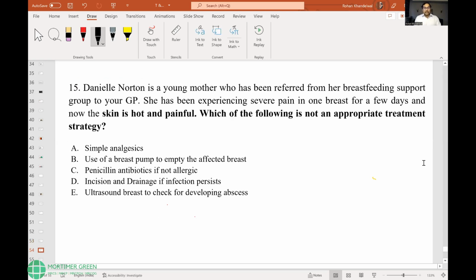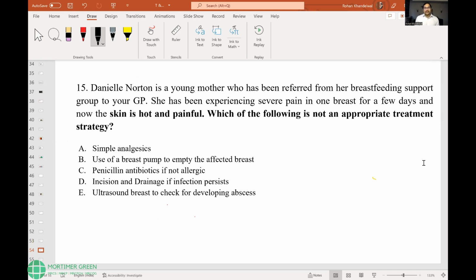So the final question from the breast module before Dr. Vinayak takes over the medico-legal aspects. Daniel Norton is a young mother who's been referred from her breastfeeding support group. This is also a very commonly asked question. She has been experiencing severe pain in one of the breasts for a few days now, and the skin is hot and painful. Which of the following is not an appropriate treatment strategy?